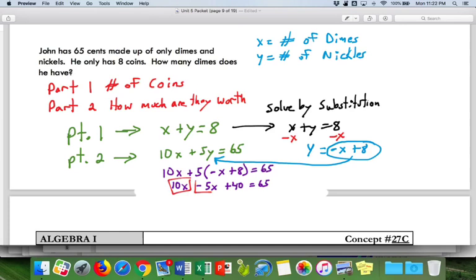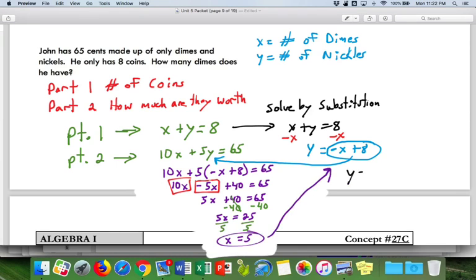Now we're solving. Combine like terms. So we get positive 5X plus 40 equals 65. We're going to subtract 40 from each side. 5X equals 25. And X equals 5. Something I want to point out: we could be done right now because X was the number of dimes, and the question said, how many dimes does he have? So he has 5 dimes.